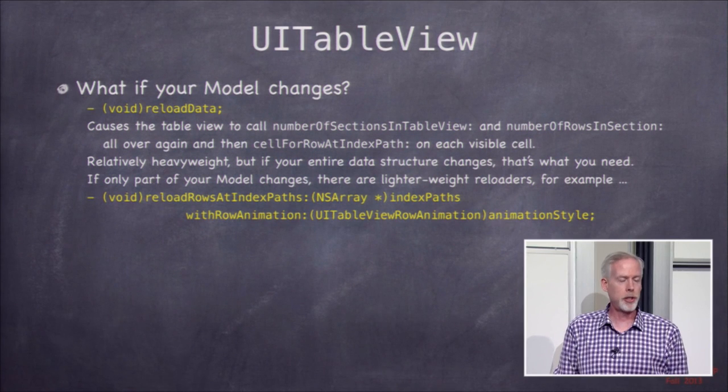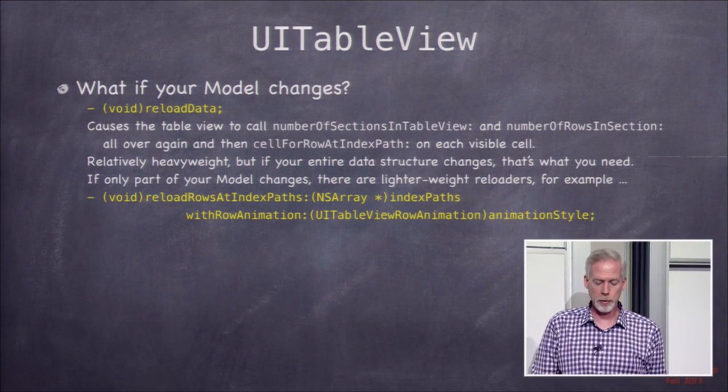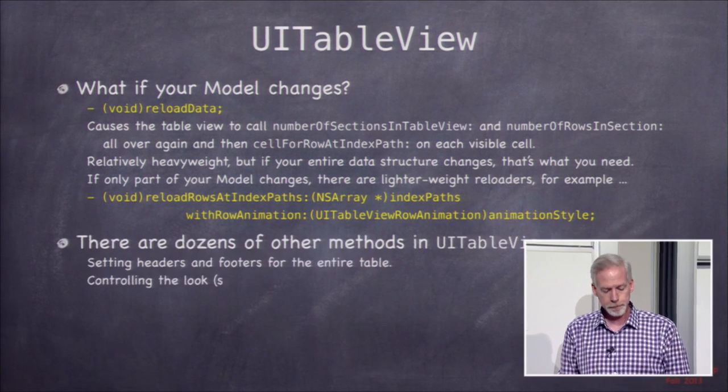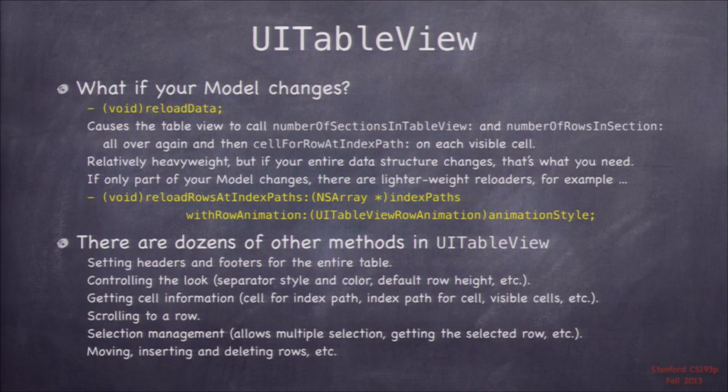And there's some other methods too. So familiarize yourself with UI table view. You'll find out the kind of things you can do. There's dozens of other methods in UI table view itself. It's a scroll view. UI table view inherits from scroll view, so it's got some nice methods for scrolling to certain rows, so it happens in a nice animated way. You can set those headers and footers that we talked about at the very beginning, things like that.